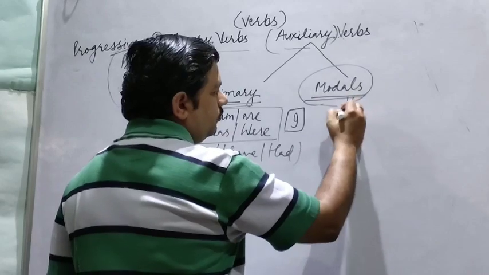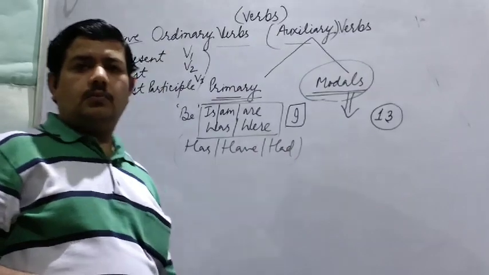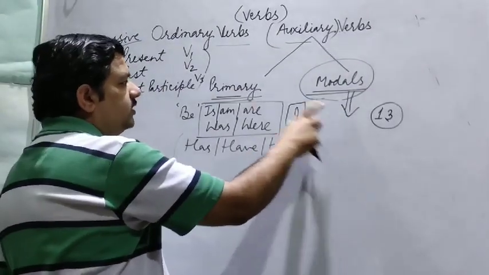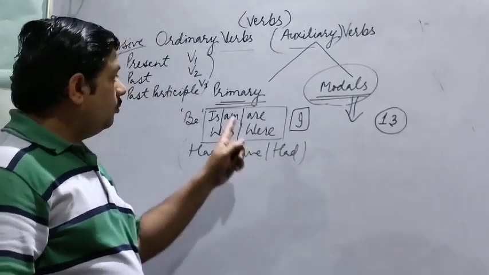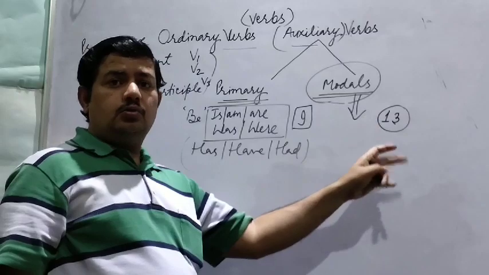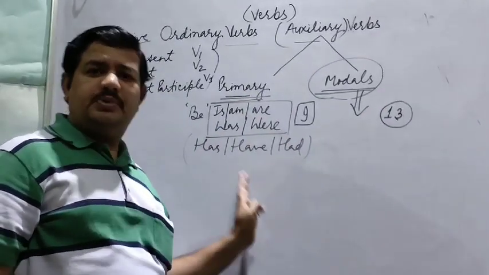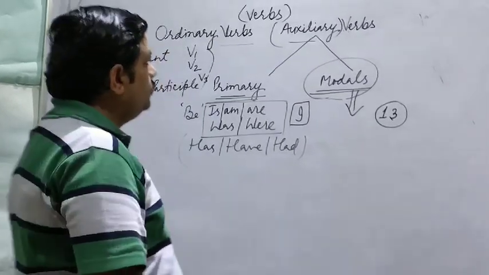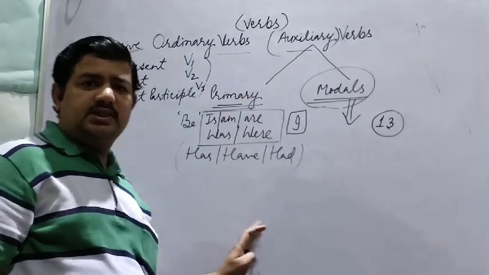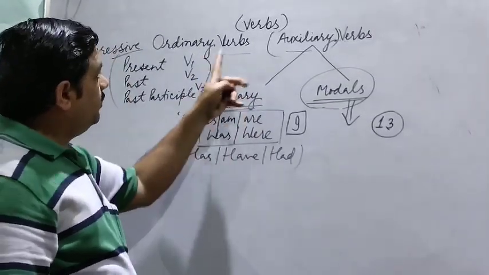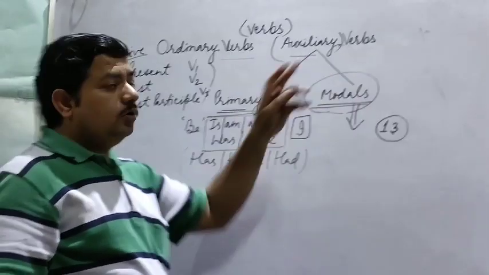Modals, these are 13 in number. Okay, so I told you modals and primary auxiliaries. Means primary auxiliary and modal are quite different. Modals we use according to situation, and primary auxiliaries are subject specific. Clear? So further, one type I have just explained here, that is finite. Finite verbs are divided into two verbs, ordinary and auxiliary verb.